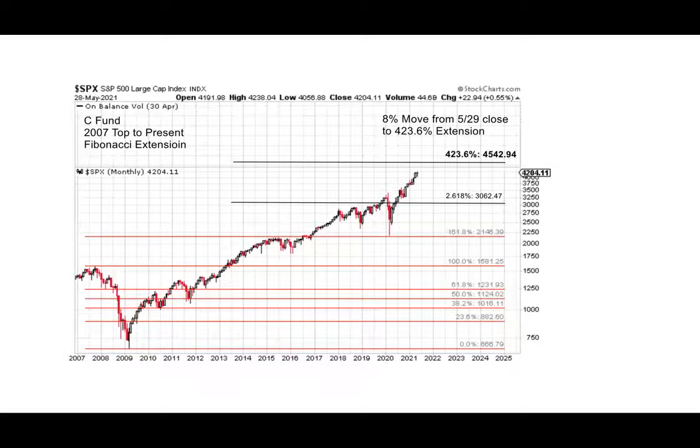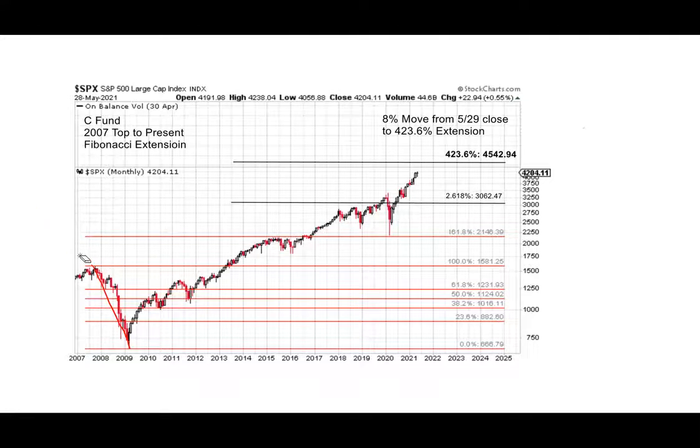So the first chart here is, okay, I didn't know if that was going to work. Good. So the first chart here is, we're starting at the top in 2007, right? And we had the big rundown where if you were in the market, you lost about 55% of the value if you were in the C fund.